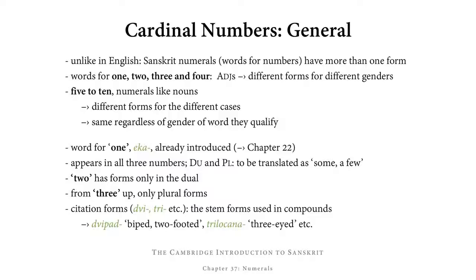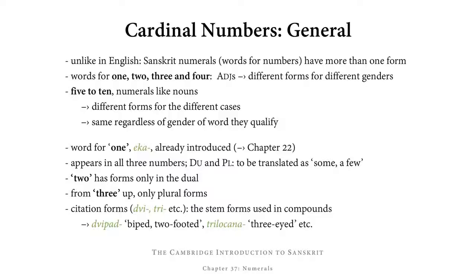Unlike in English, Sanskrit numerals have more than one form. The words for 1, 2, 3, and 4 are adjectives and therefore have different forms not just for the different cases, but also for the different genders, masculine, feminine, and neuter. From 5 to 10, the numerals behave like nouns, and that means they have different forms for the different cases, but they just have one gender, so they have the same form regardless of the gender of the word that they qualify, that they describe.